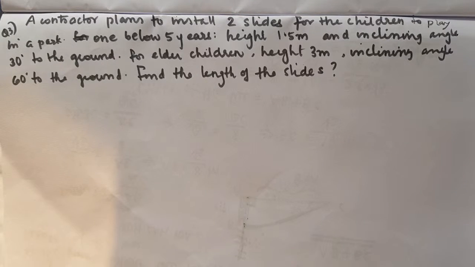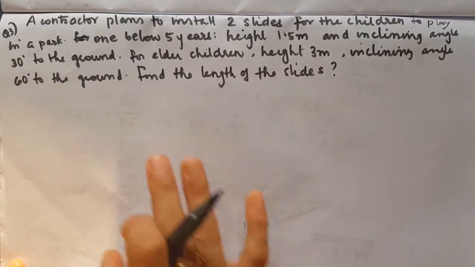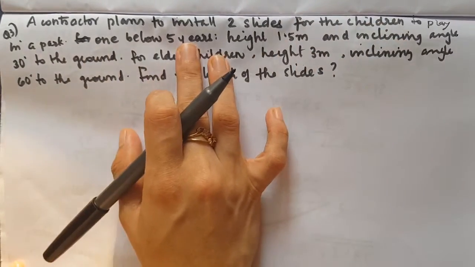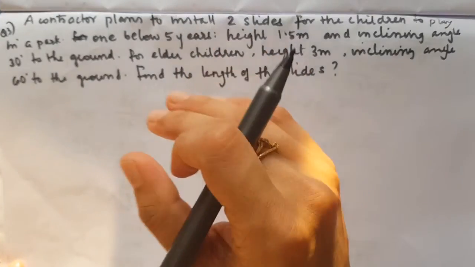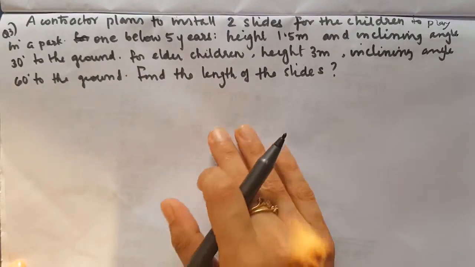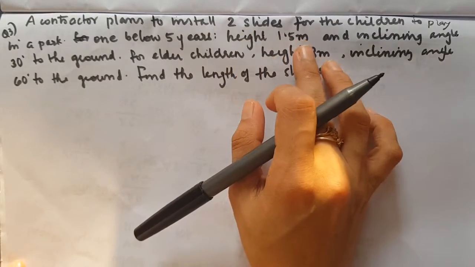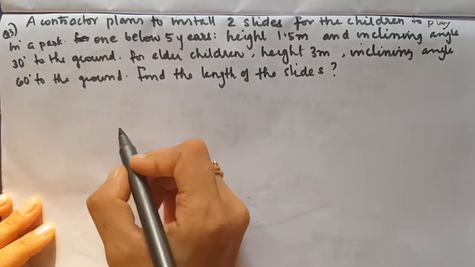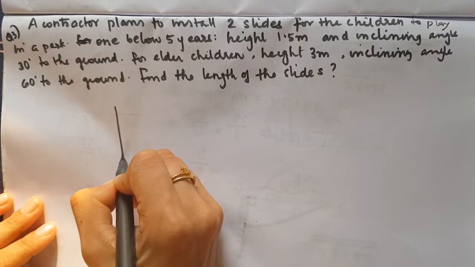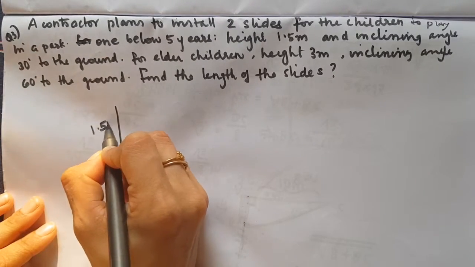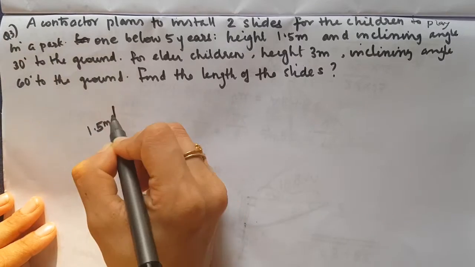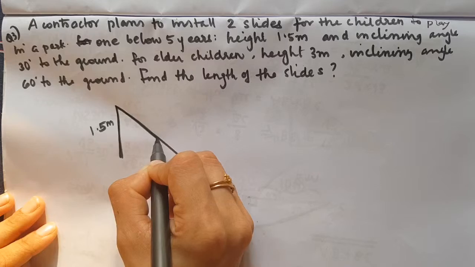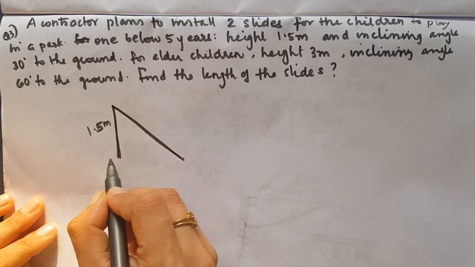So there are two conditions, two slides. So we'll draw two diagrams. So two slides for the children to play in a park, one below 5 years. So below the 5 years it will be shorter height and shorter inclination also. So 1.5 meter and inclining at an angle of 30 degree to the ground. So this is at a height of 1.5 meter. Okay, and the one which we slide on is the length which we have to find.